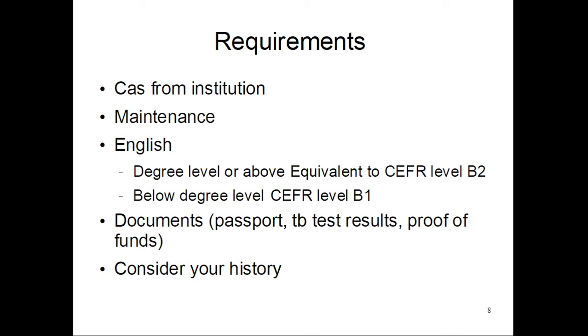Requirements. You need to have a CAS from the institution. Okay? Without a CAS, you are wasting your time. You need to show maintenance. It's the bold numbers I put in the earlier slide, not the 1,000. The 1,000 is a rough estimate of what you'll be spending, but for the sake of the application, you must have the figures in bold for 28 days before the application. I advise 3 months, but 28 days is okay.